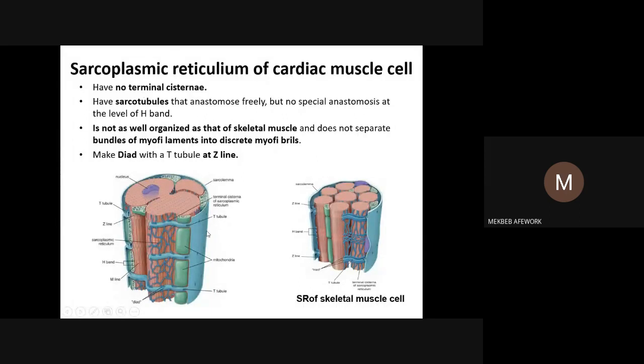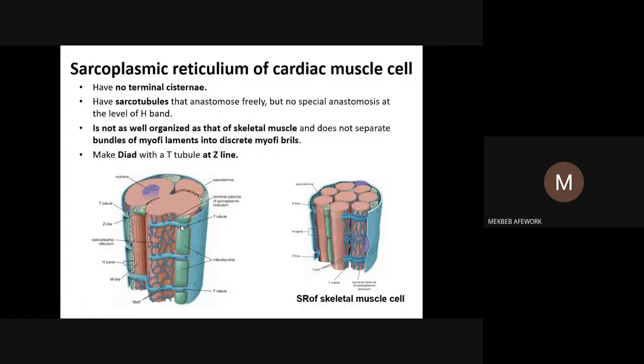Otherwise, there are well formed T-tubules. They also make association with the sarcoplasmic reticulum, but not with a terminal cistern, because there is no terminal cistern. This sarcoplasmic reticulum is found at the Z disc. T-tubules are running at the Z disc. It is not at the junction of the A and I band. So what we have at the Z disc is the contact of one transverse tubule and separate sarcotubules. This makes a dyad.